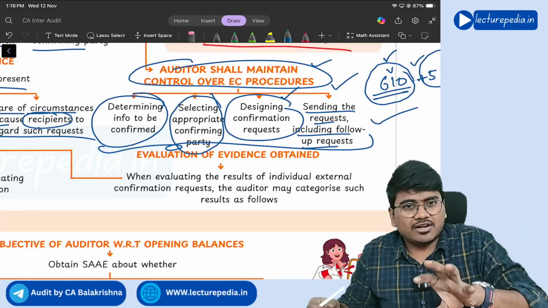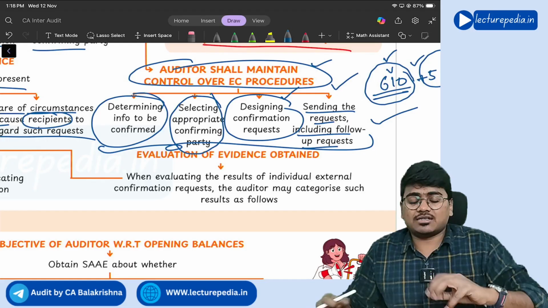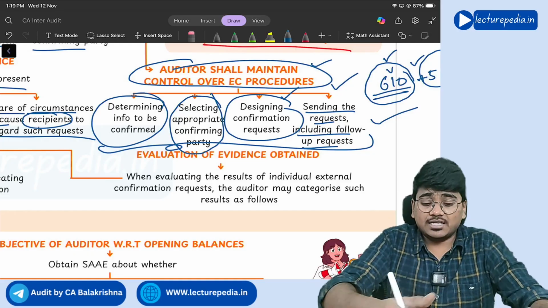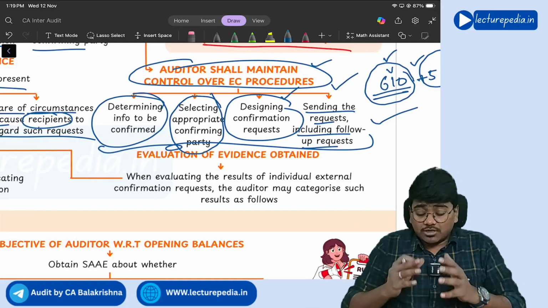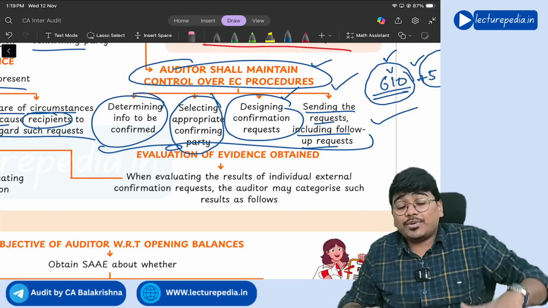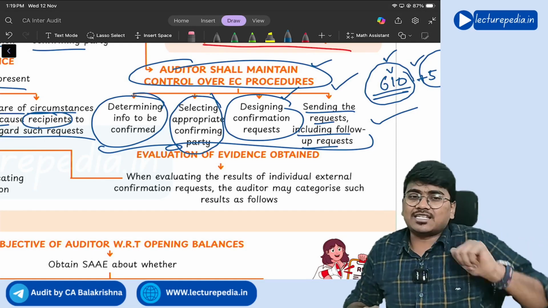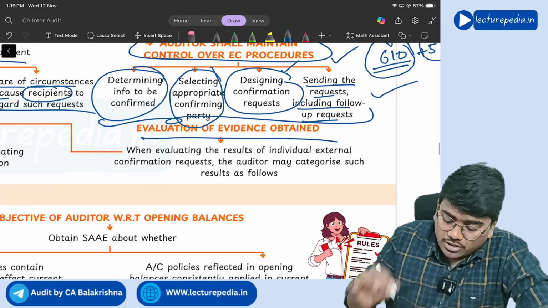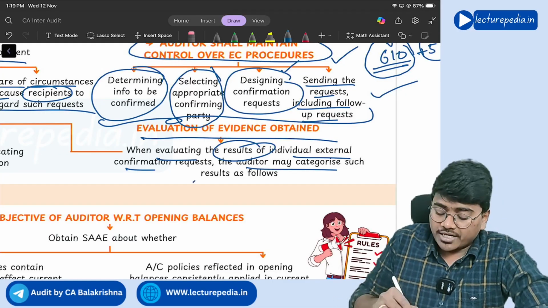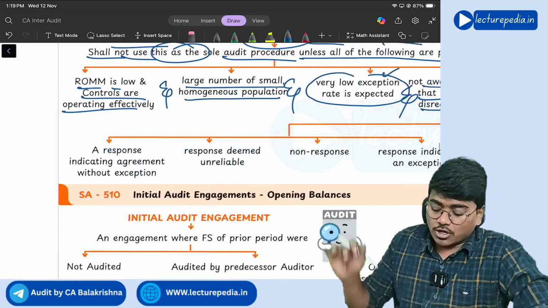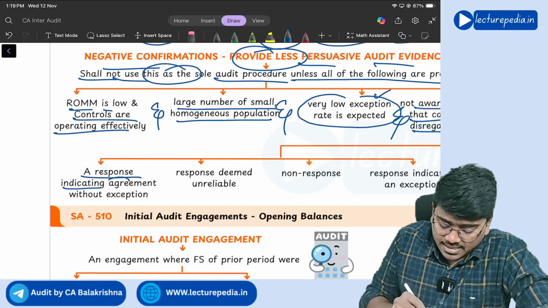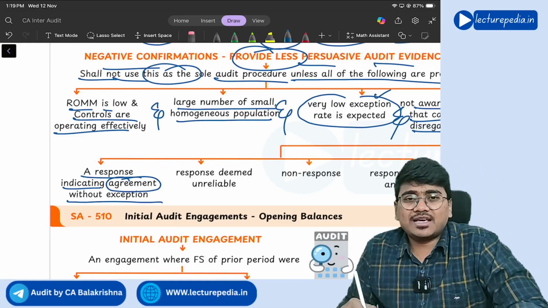So the external confirmation procedure involves two parts. The first part is sending the request, and the second part is that the responses you have received should be analyzed. Only if you analyze the responses does the complete external confirmation procedure get completed. Understanding? So, evaluation of evidence obtained, how will you evaluate? When evaluating results of individual external confirmations, the auditor has to categorize the responses into the following categories. What are they? First one, a response indicating agreement without exception.